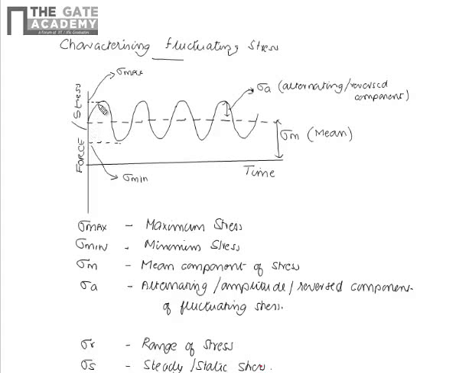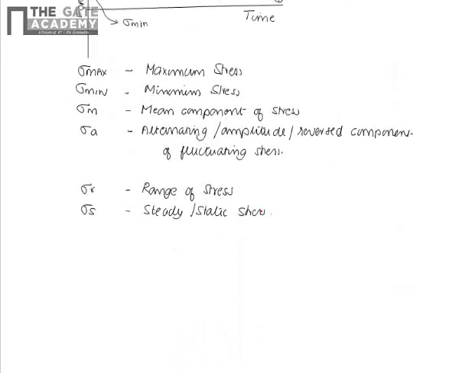Then this fluctuating stress can be represented by two components, mainly the sigma mean, which is the mean component of stress, and the amplitude component, which is sigma a. So if we draw this curve, the total sigma can be represented as a combination of sigma m and sigma a. And then we have the range of stress and the steady stress or static stress.